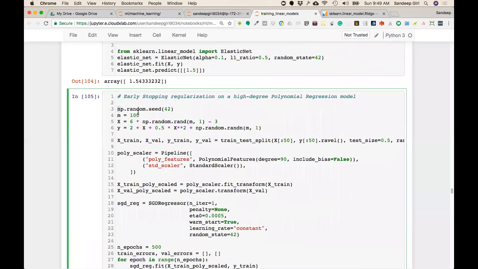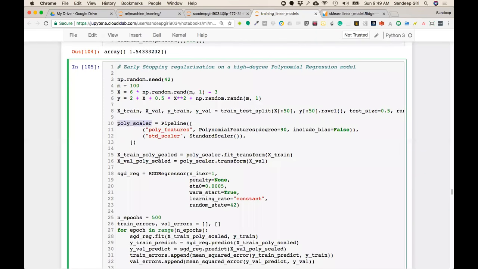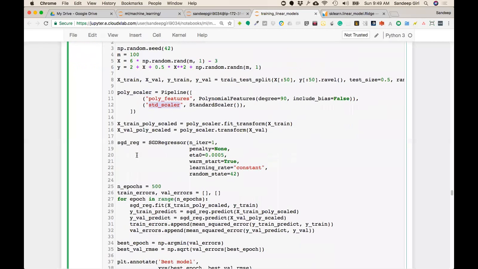Here we are generating our input data. Then we are splitting the input data into training and test set. Then we are creating the pipeline whereby we first introduce polynomial features, 90-degree polynomial features, and then we are scaling the features. Once done, when we call fit transform, this is the data we get, the scaled data with polynomial features and so on.